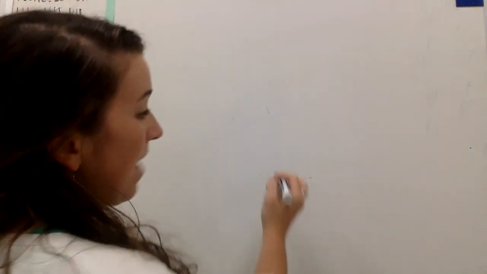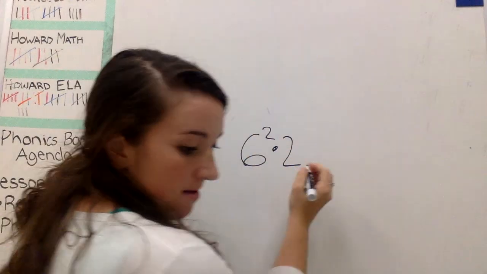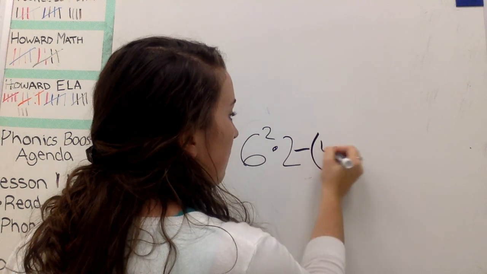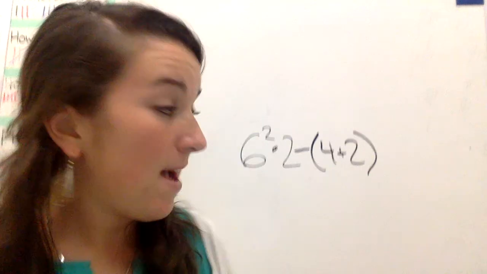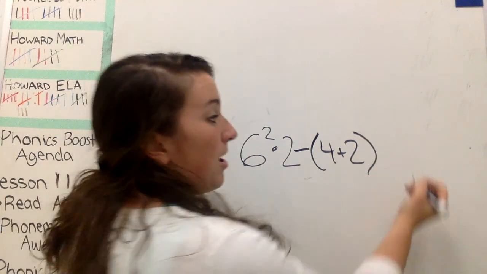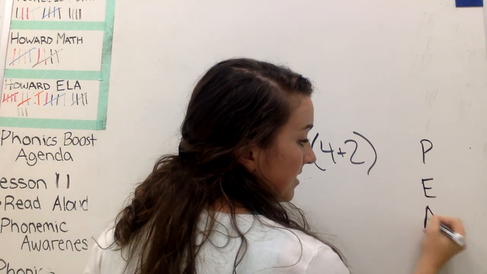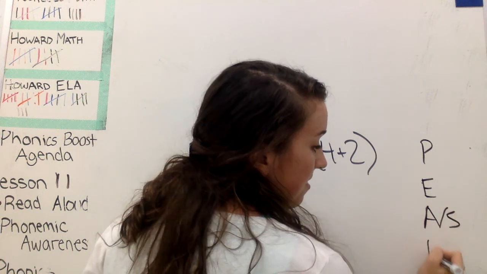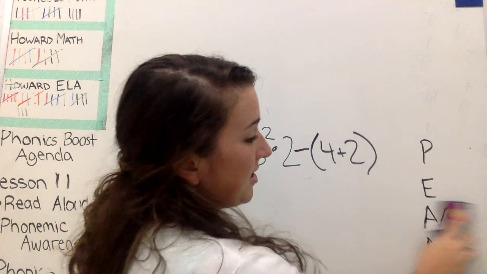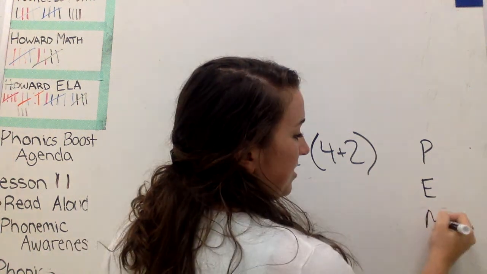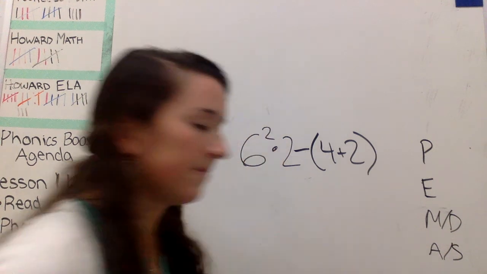So it's 6 squared times 2 minus 4 plus 2. On your paper, you have a checklist. I'm just going to write down a small short checklist here. So parentheses, exponents, addition and subtraction, multiplication and, I actually messed that up. I hope you guys caught my mistake. Multiplication and division, and addition and subtraction.